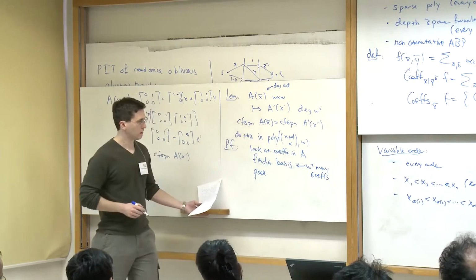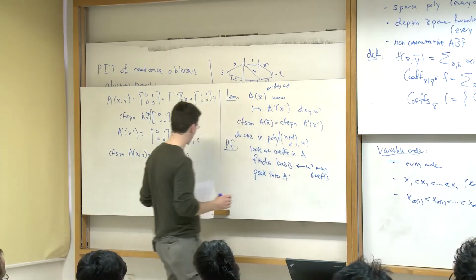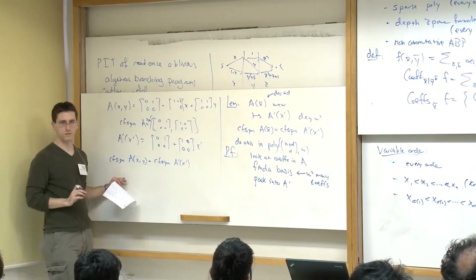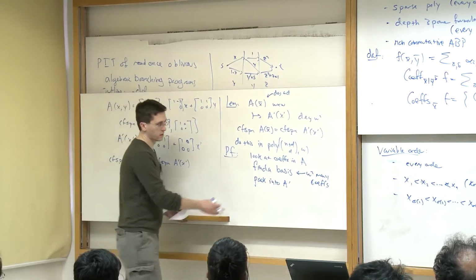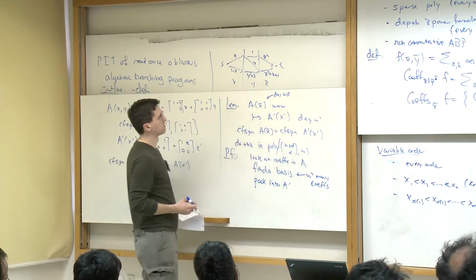Okay. And then pack these coefficients into A prime, in the same way that I pack these coefficients into this A prime. Doesn't really matter how you do it, you just place them there. And because of that, the coefficients of A prime are exactly the basis of this space, so the coefficient spans are the same.